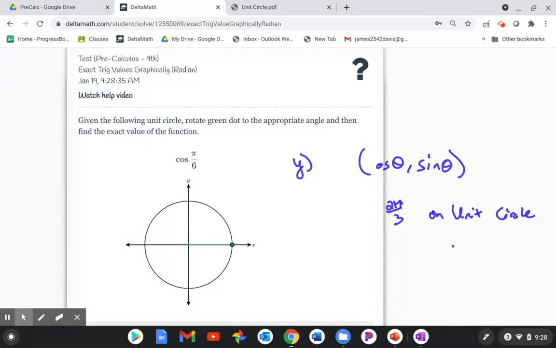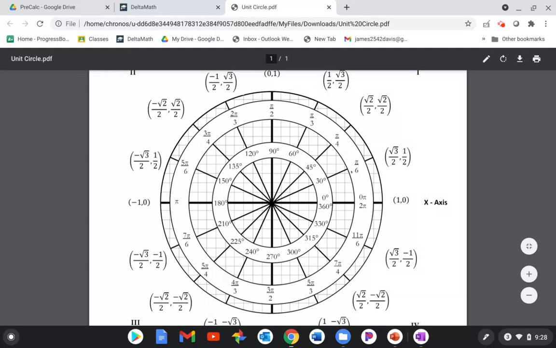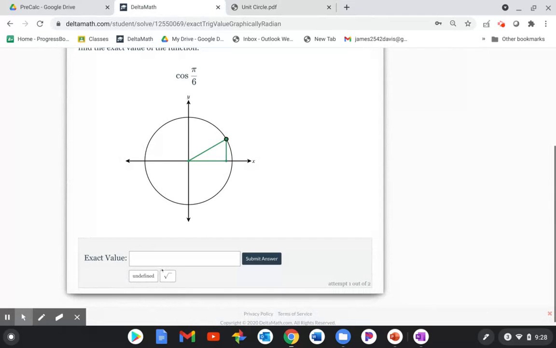The next one is cosine of pi over 6. So the first thing you want to do is locate where pi over 6 is. You might remember pi over 6 is actually just the first line that you come to. It's right there. The cosine of that, you might want to refer back to your unit circle. So here's pi over 6. The cosine represents the x coordinate. Okay, so the x coordinate is radical 3 over 2. So we're just going to type that in. Just make sure you're doing both of these.